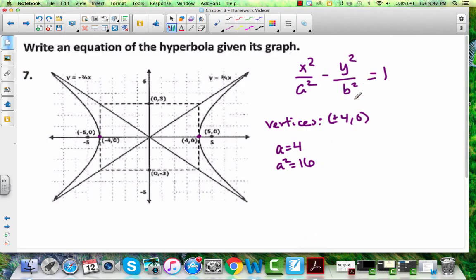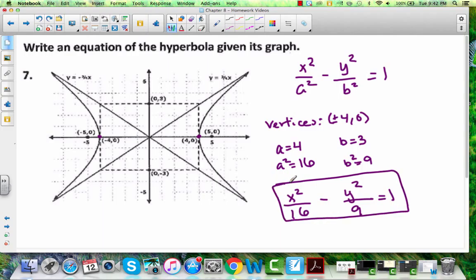I can figure out what b is by looking at my box. Going up to these points here, these points should be (0, plus or minus b). Therefore, my b is 3, and my b squared is 9. Once I've identified all of these parts, then I can go ahead and write my equation. x squared over 16 minus y squared over 9 equals 1.